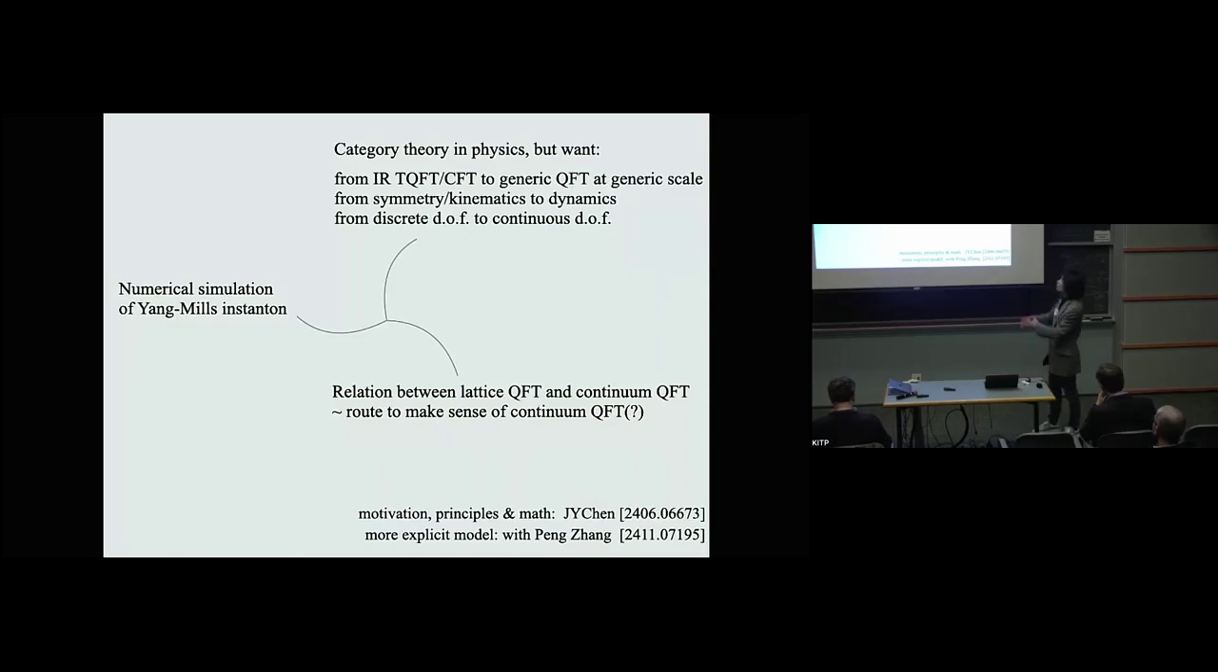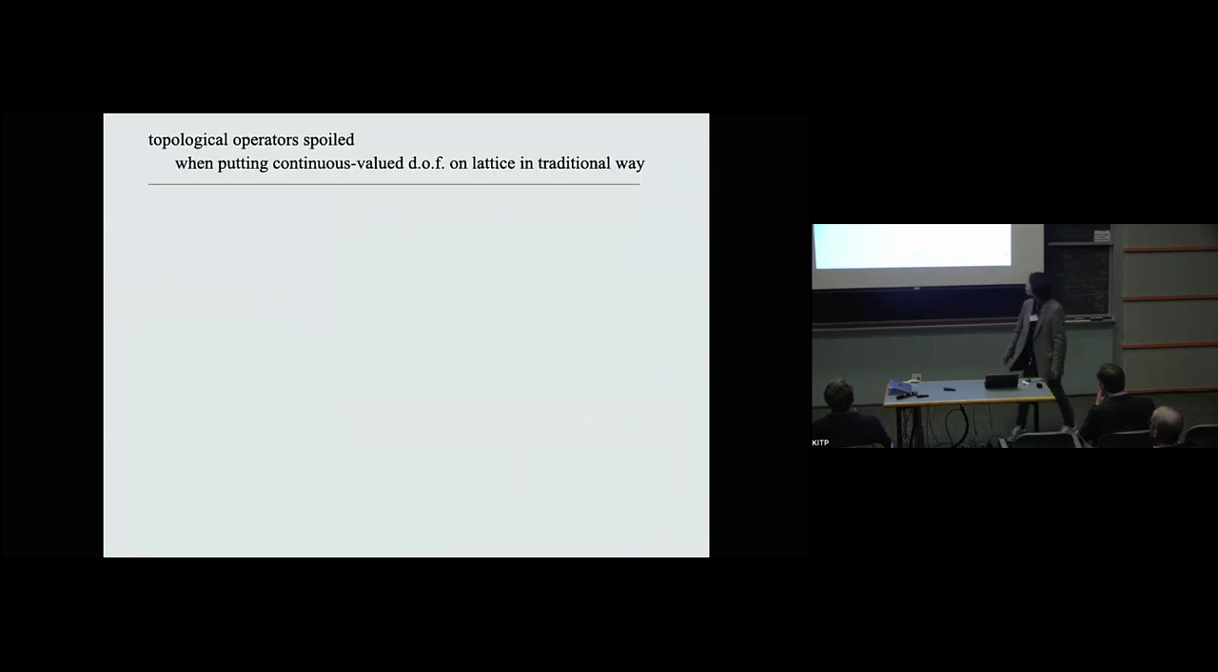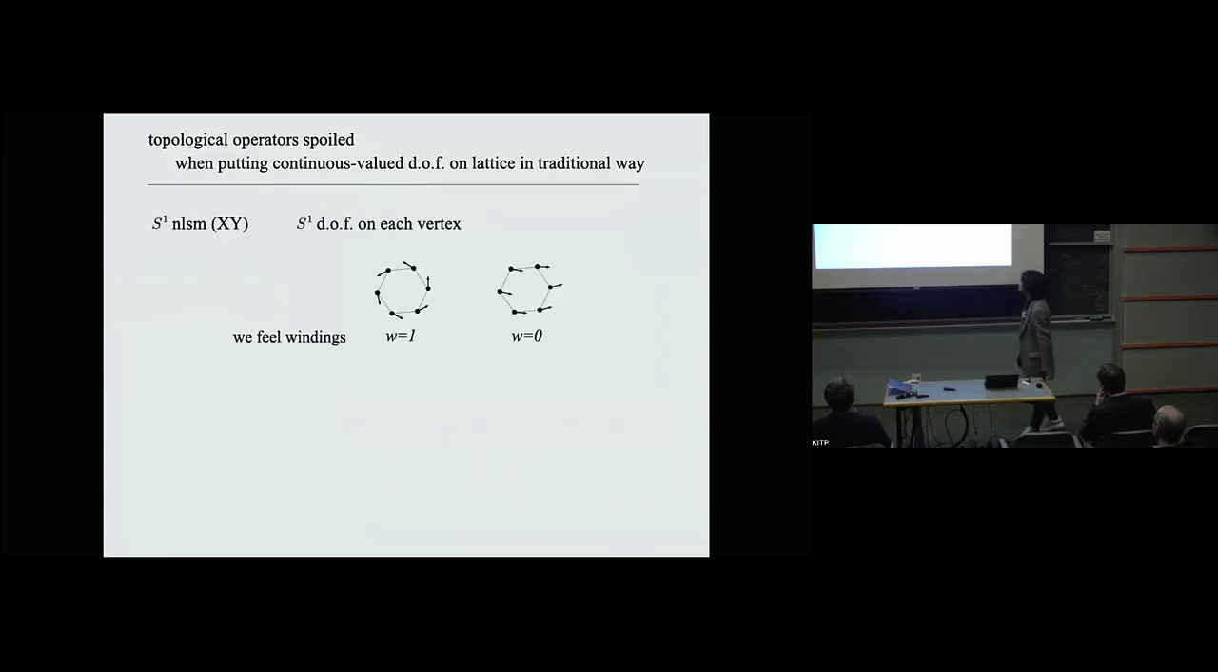So what we'll primarily work on is to solve the lattice Yang-Mills instanton problem in a natural manner, but we'll see that these 3 directions in physics really are coming together, which makes me feel very excited. So the problem we are dealing with is that the topological operators will in general be spoiled when we try to put continuous valued degrees of freedom onto the lattice in the traditional way. Let's look at the simplest example of this kind, whose solution is actually known, but we'll talk about the solution later.